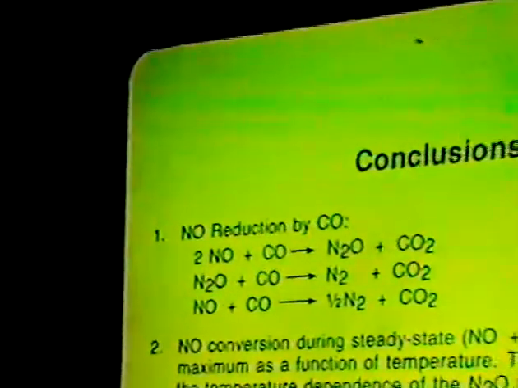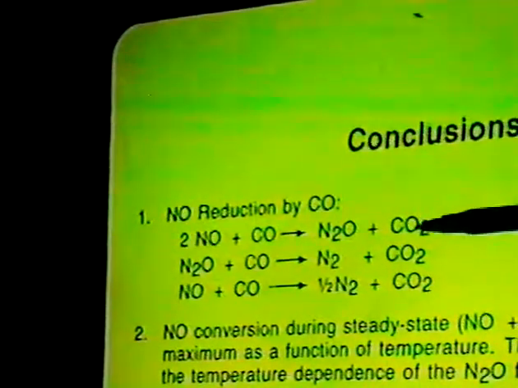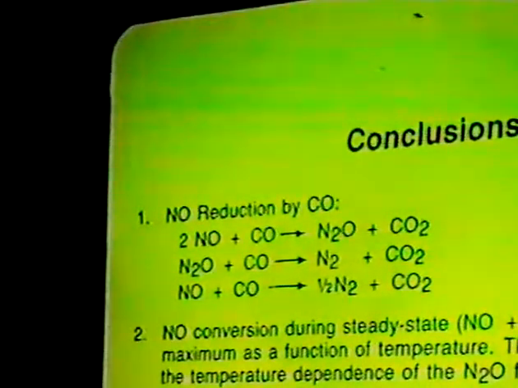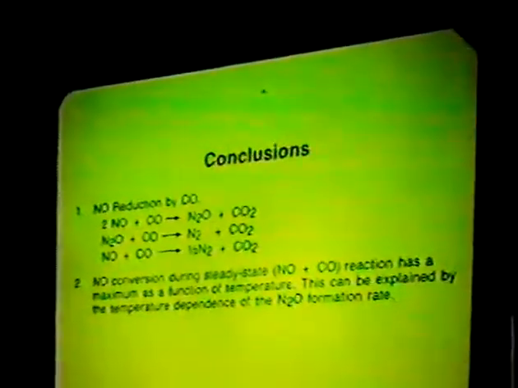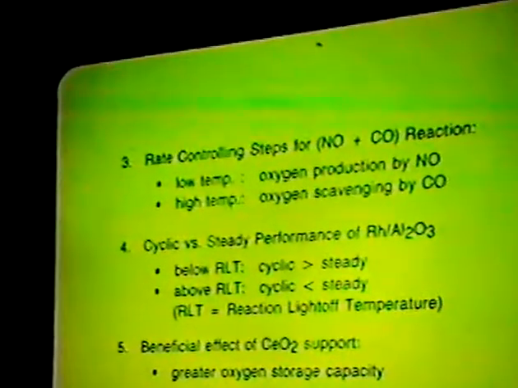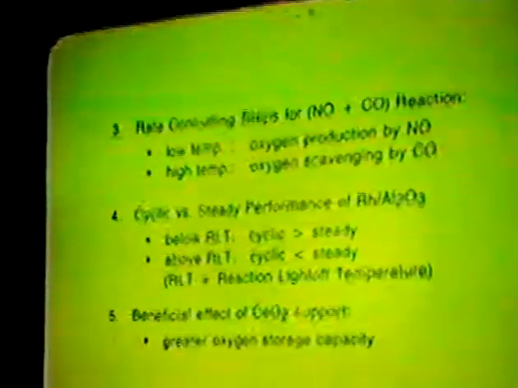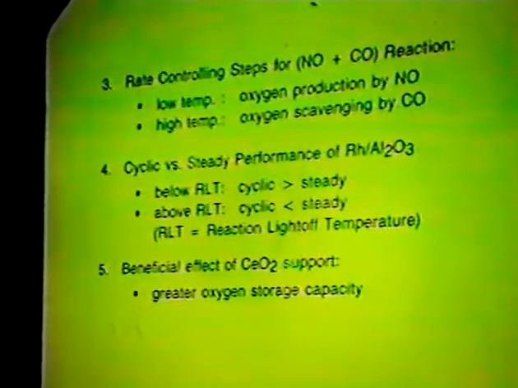And the conclusion is that regarding the nitric oxide reduction by carbon monoxide, we found that in the low temperature region, incomplete reduction is dominating, while at high temperature, the complete reduction pathway is dominating. And the maximum we observed in the nitric oxide conversion is related to the nitrous oxide formation. The rate controlling step of this reaction changes depending upon the temperature. At low temperature, oxygen production is important. At high temperature, oxygen scavenging is important.